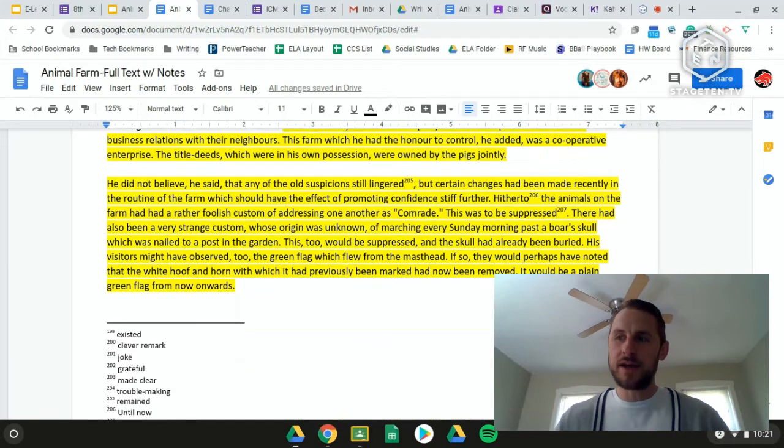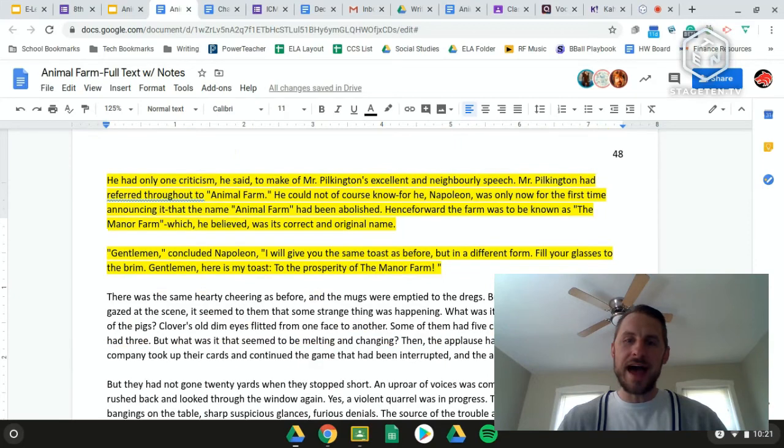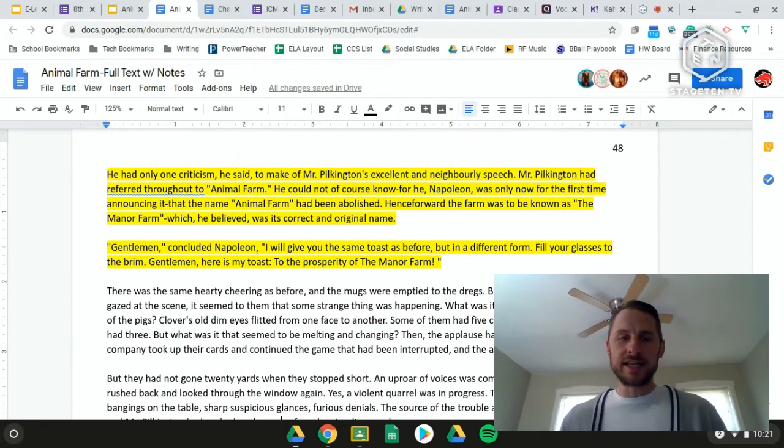He's getting rid of the boar skull that was Old Major's. He's banishing the green flag of animalism, and comes down here to mention that he's not only doing all these things, but he's changing the name of Animal Farm back to the Manor Farm. And so everything that the animals had been building towards, all these symbols of animalism, are now gone, and it's really back to where we started, that it's now the Manor Farm again.